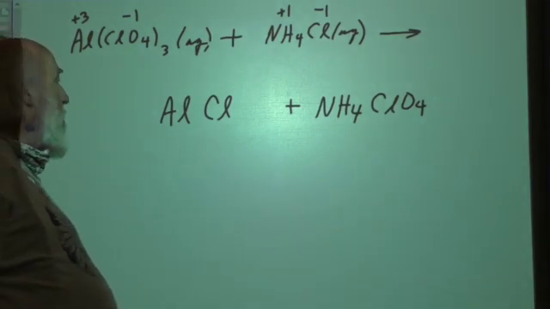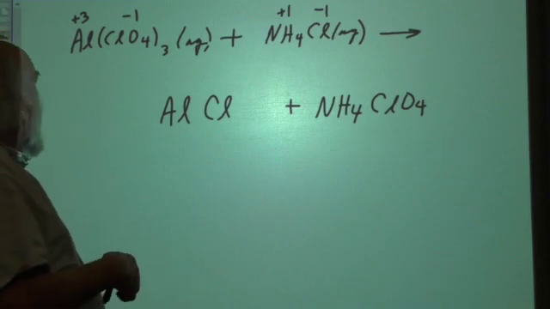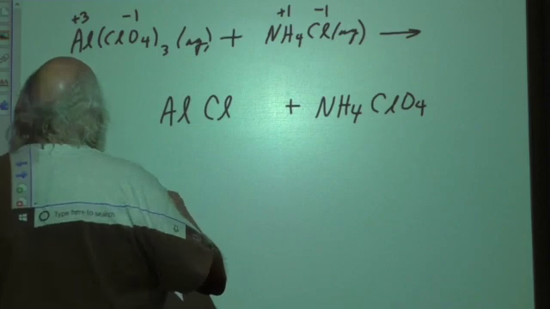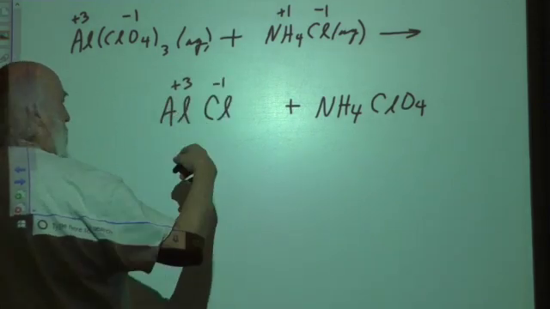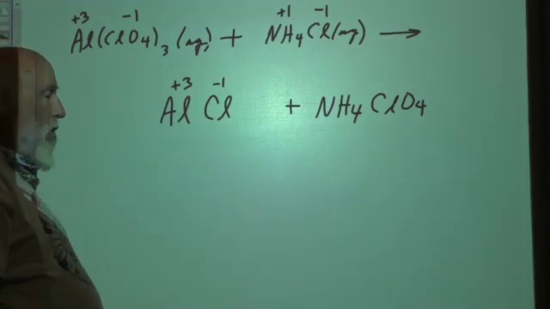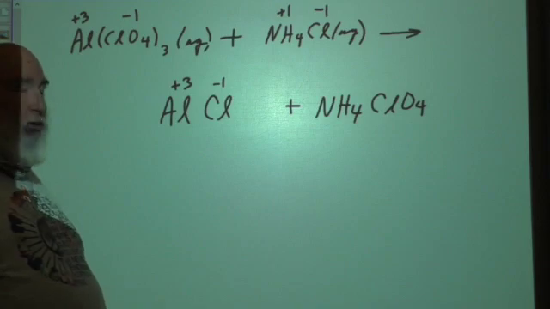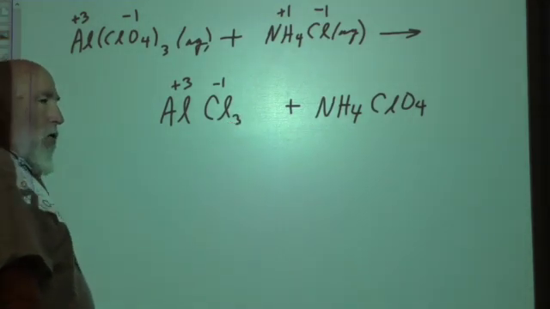Okay? So now we need to make sure that these are the correct formulas for the compounds that we've created. So Al is positive 3, chlorine is negative 1. Right there, we can see that's an issue. That's not going to work. How many chlorines are we going to need to make that add up to 0? Yeah, 3. So put a little 3 by the chlorine.